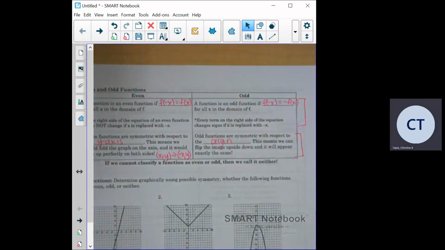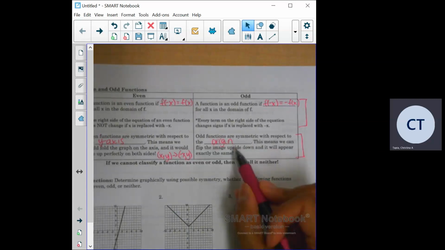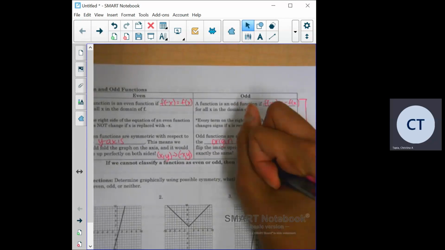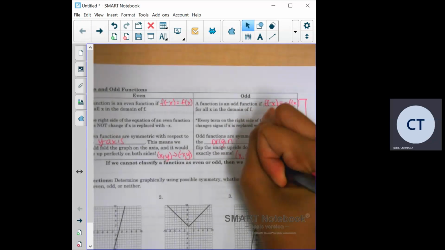That means if you were to literally flip the image, so the graph, upside down, it will appear the exact same. For me, at least for origin, whenever you're trying to determine if it's odd, it's a little difficult because you have to know exactly what the graph looks like in its non-upside down position. So I try to confirm it two ways. I'll flip it upside down to kind of do a visual confirmation, and then I'll do a mathematical one where I look at the coordinates.